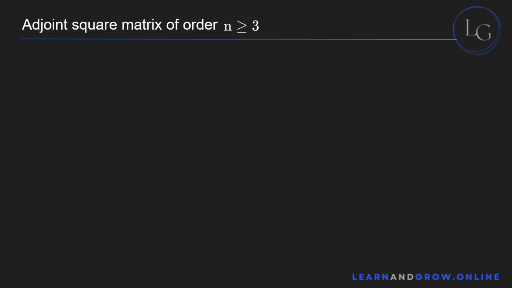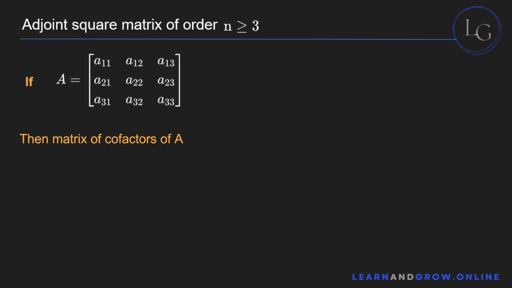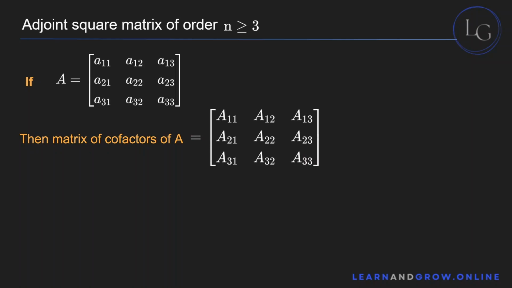Now the adjoint of a square matrix of order greater than or equal to 3. Now if I have this matrix A here, then the matrix of the cofactors of A is this. So basically this is the cofactor of this. Now if you remember how we find this, let me just recap how we find the cofactor of an element. So the cofactor of A11 here would be -1 raised to the power 1, the row number, plus 1, the column number. And then you'll multiply that with the minor of A11.